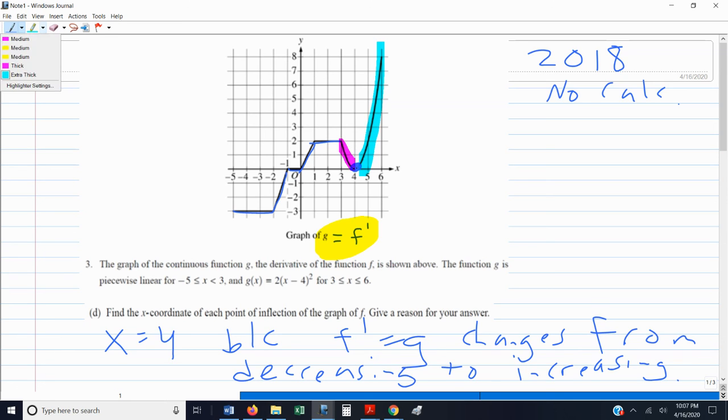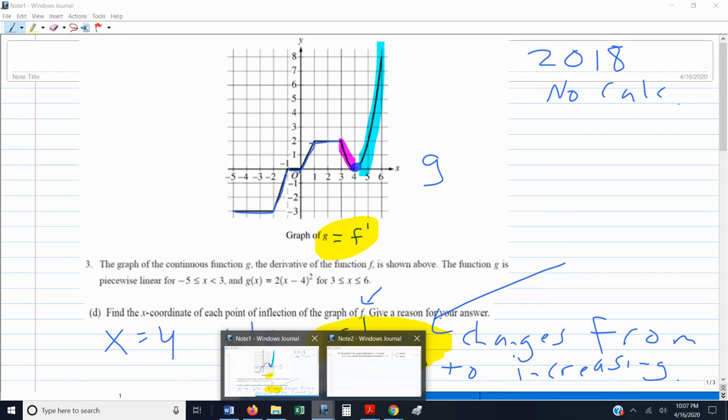And then the last note I want to make is about this. That was the really superstar, rock star thing to write because they originally gave you a graph of g, but they're asking you about f. And so by writing f prime equals g, you're showing that you know how the graph of f prime is related to g, which is the graph that they gave you. So that's a great thing to remember to write if you can.